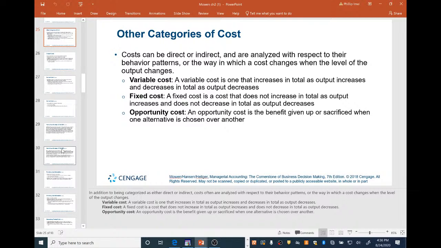What about opportunity costs? We talked about that. We know that that's the cost foregone when you choose one alternative over another, right? So those are just other categories of costs. We have the variable, fixed, and opportunity. So everyone good on those? Okay.